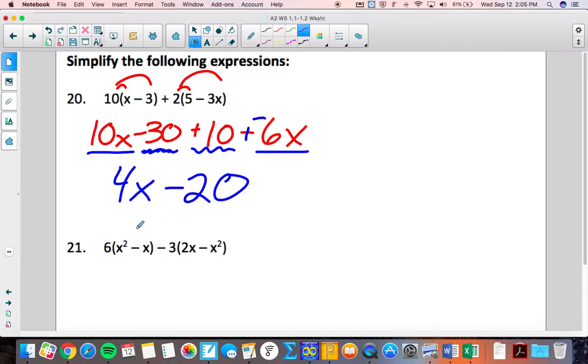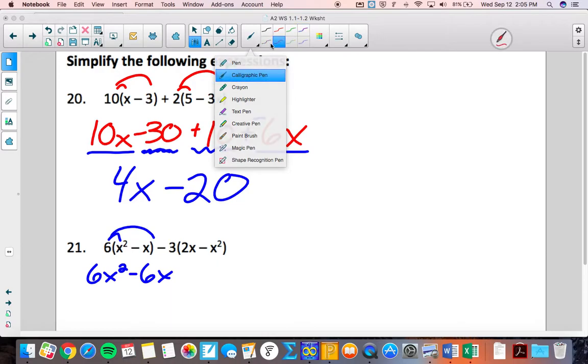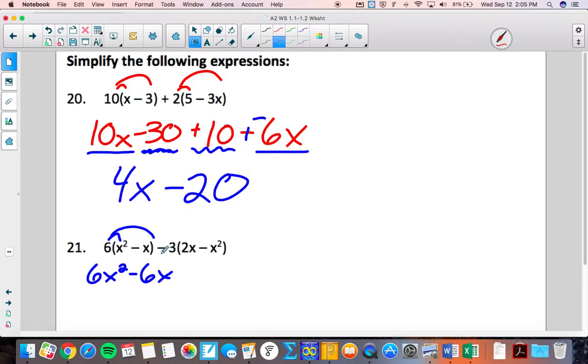All right, let's keep distributing on number 21. We get 6x squared minus 6x. This part gets a little tricky, folks. See this minus sign? That makes the 3 negative. Again, if you have to add the opposite or keep switch flip, do it. So we are distributing a negative 3 into the parentheses. If you don't distribute a negative 3, it'll come out wrong.